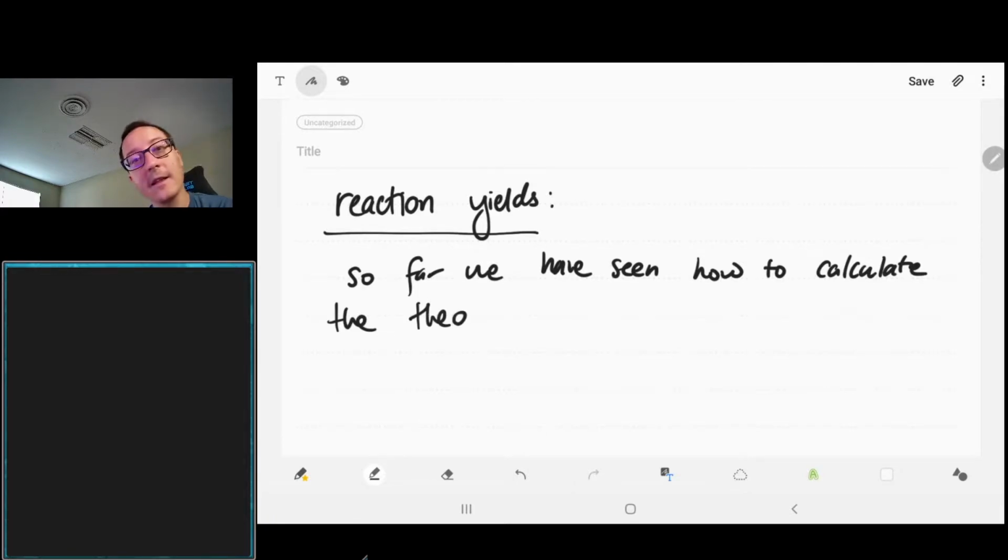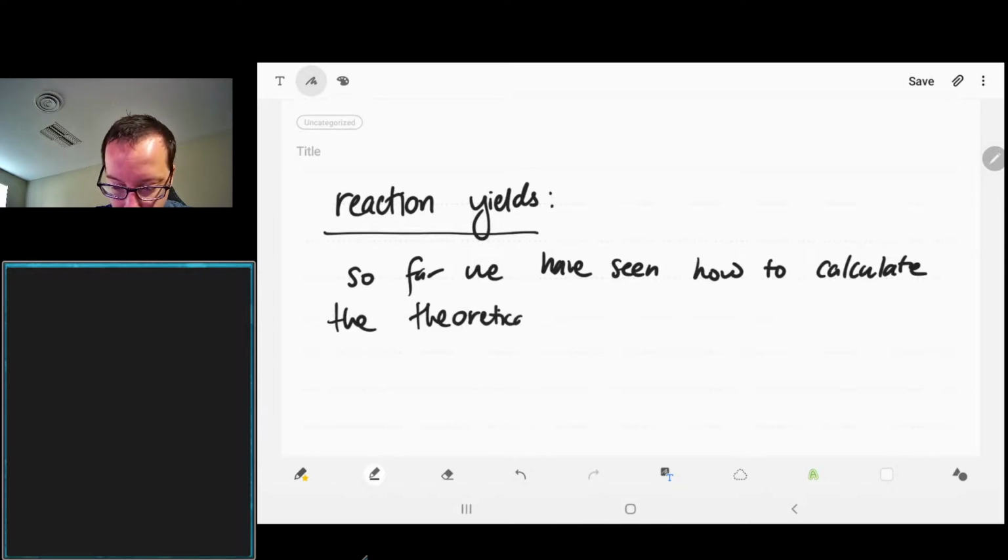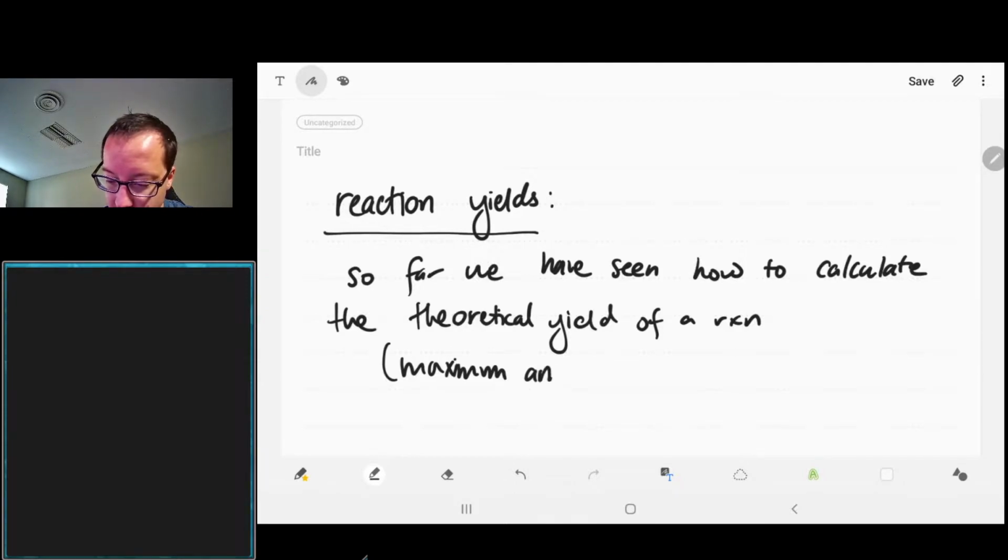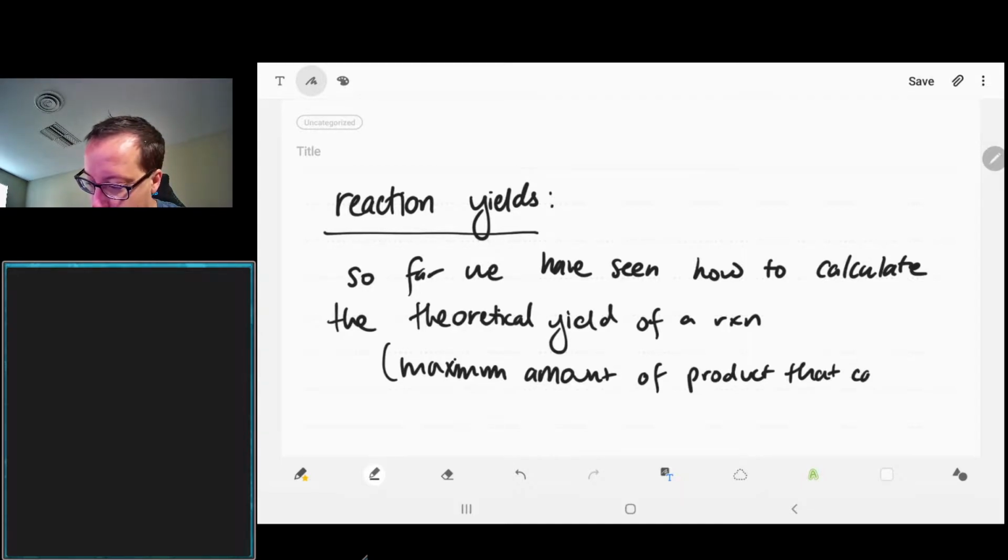We've seen how to calculate the theoretical yield of a reaction. Remember that was just kind of the maximum amount. And of course now Oz goes. Oz, shush. And so the theoretical yield was the maximum amount of product that we could make.